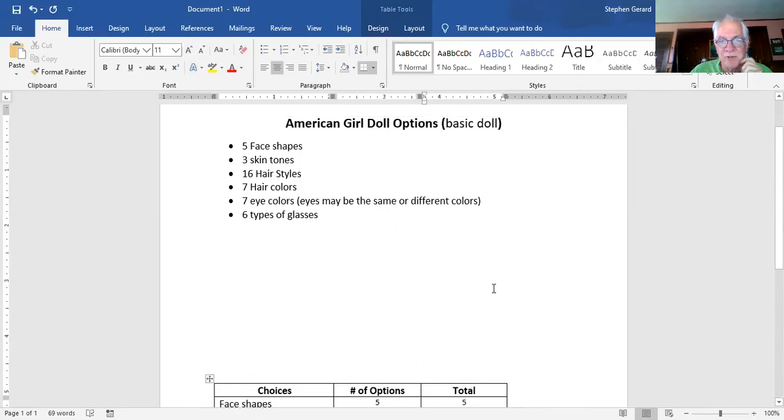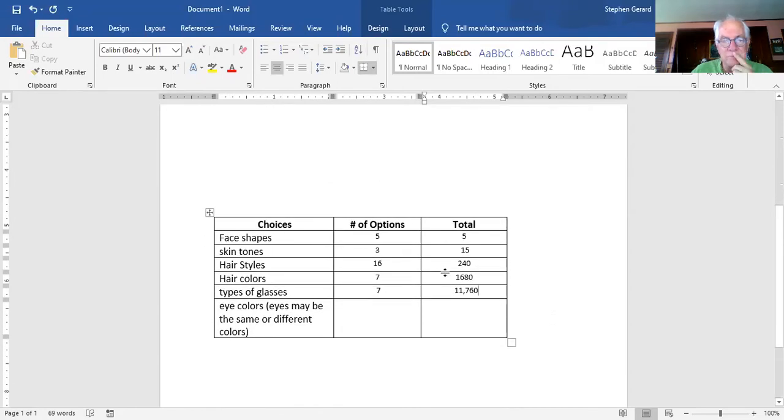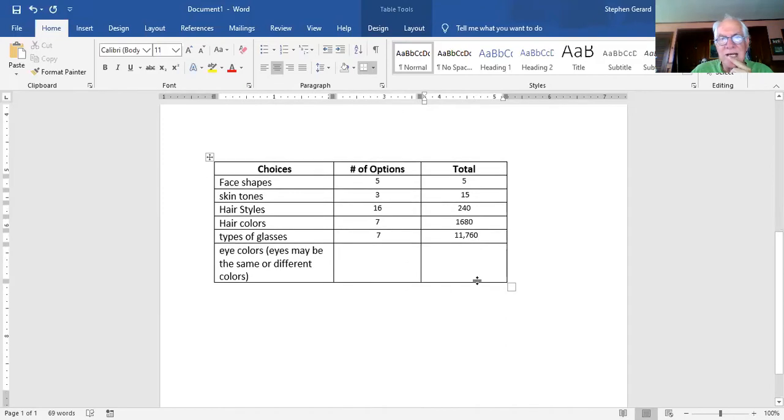Let's go to the eye color then. There are 7 eye colors. However, the eyes can be the same or different colors. So what number goes in here? Well, 7 seems too small. Maybe it's 14. How do we know? Well, let me suggest how you might know here. And this is a place where I want to go back to my whiteboard.